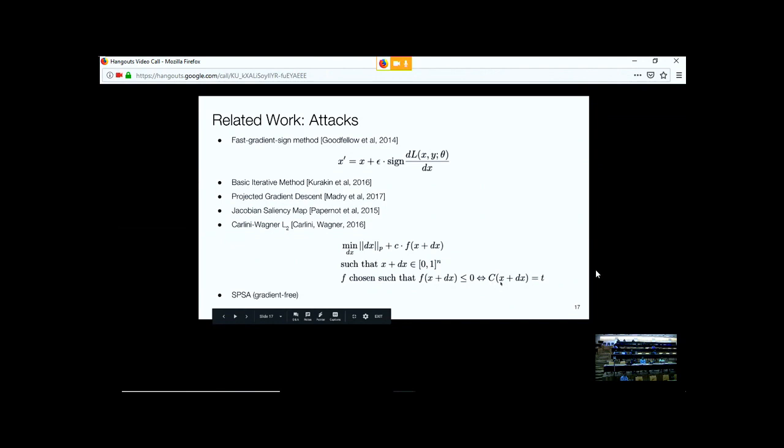So if the predicted class C of this x prime, which is x plus dx, is some pre-specified class that is not the original class, then this f is less or equal 0. And we assume it's not so hard to come up with these functions that satisfy this property. And this attack is very powerful in the sense that it can find perturbations that are very, very small compared to all the other attacks, but it's really slow. And there are also some other attacks, such as the SPSA attack, which is actually gradient free. It doesn't use dL/dx or variations thereof.